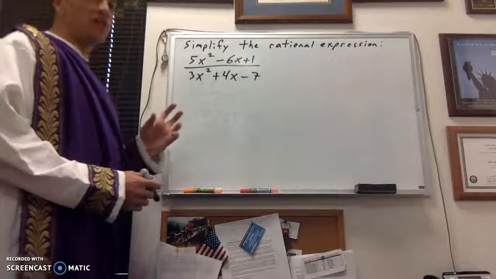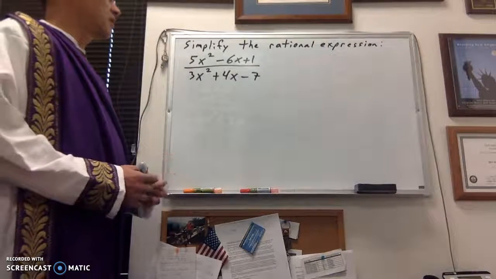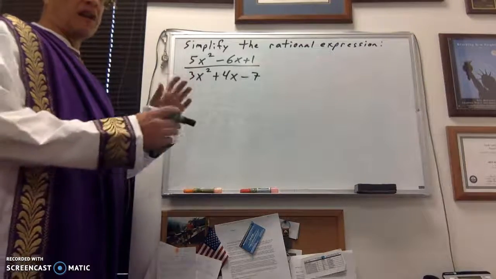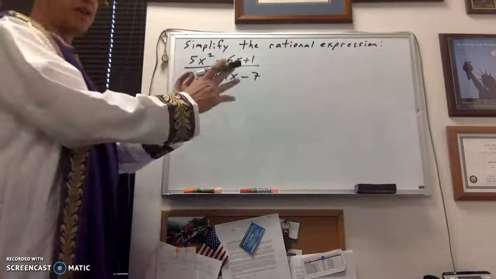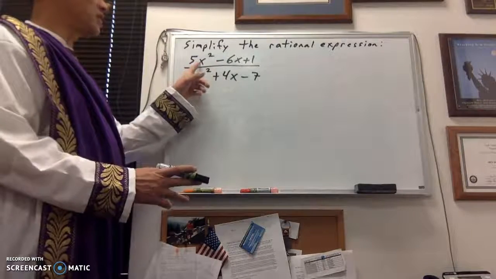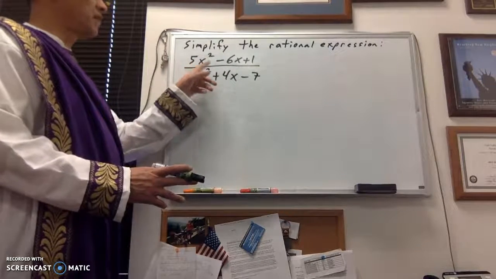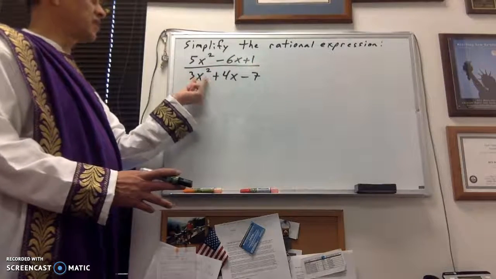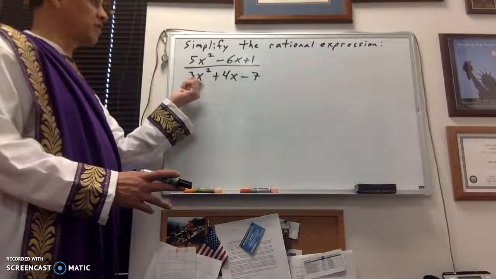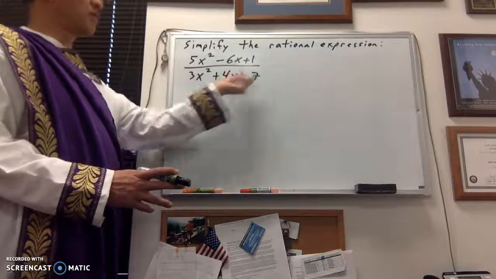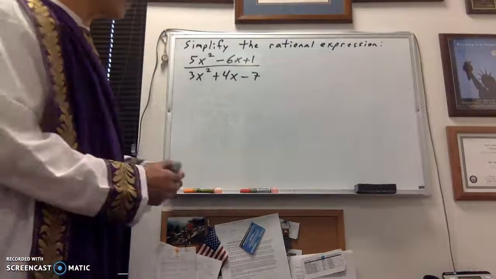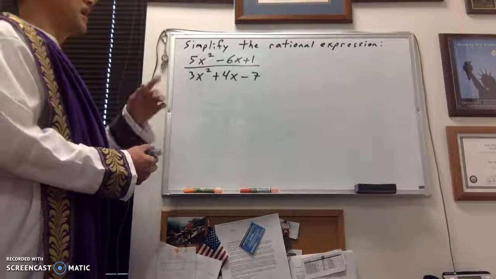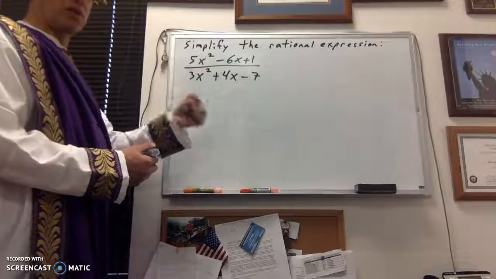Because if you watched my previous video, part 1, you can only divide out factors, okay? And a factor needs to be getting multiplied to all the numerator and all the denominator. Right now, this x squared is getting multiplied to the 5, but we're subtracting from that the 6x and the plus 1. Likewise, down here, I've got this x squared getting multiplied to the 3, but I've got a plus 4x and a minus 7, so I can't divide out factors yet. I've got to actually factor these things and find out what those factors are.